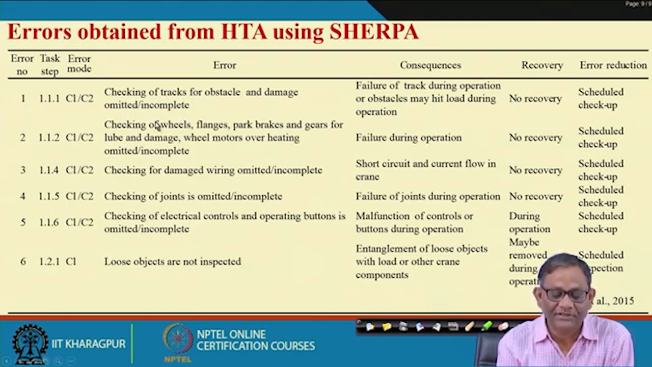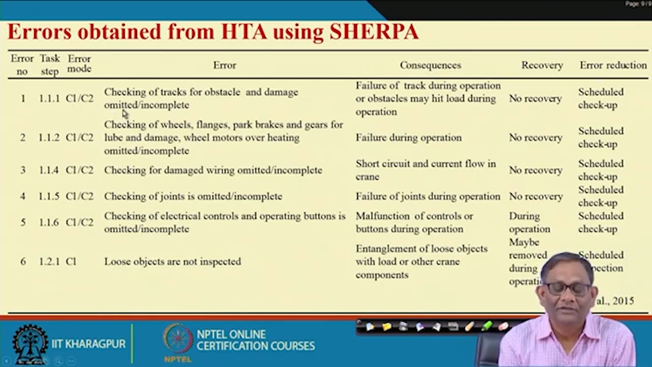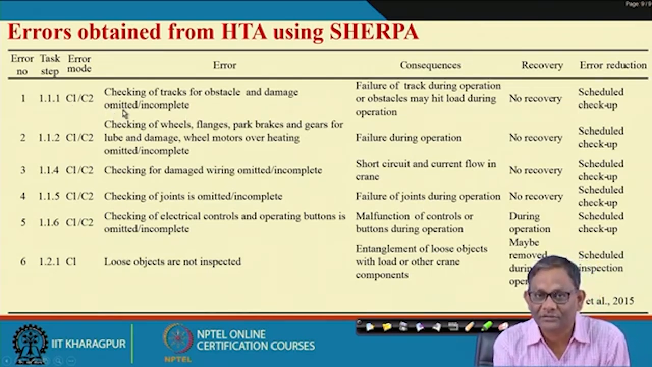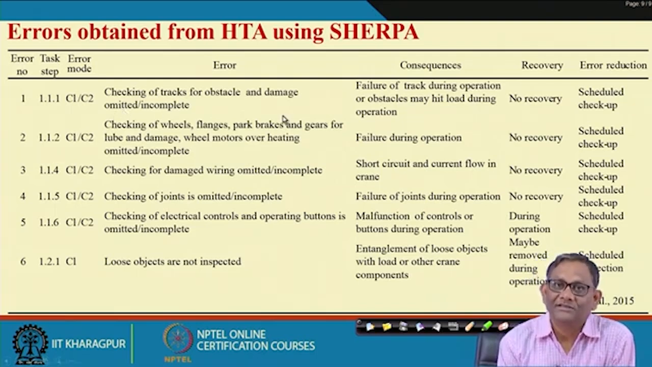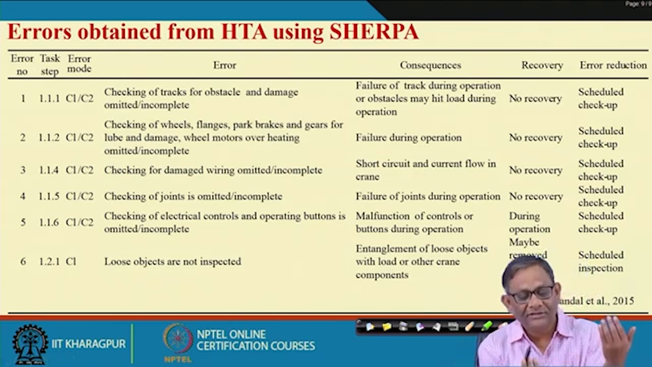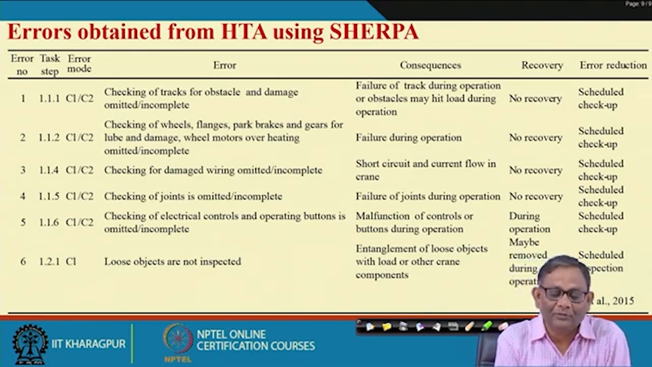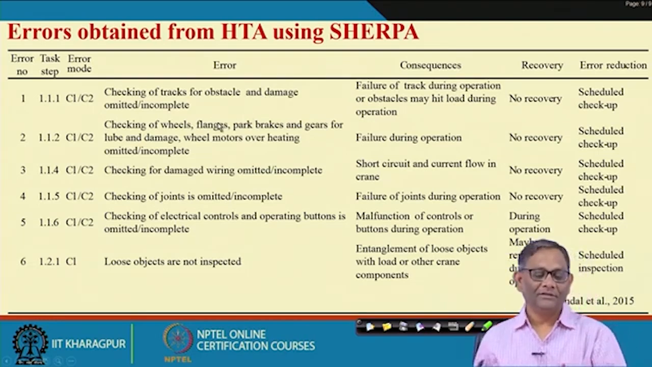This check is omitted or check is incomplete. So, it is basically checking error, either omitted or incomplete. So, from the SHERPA taxonomy, you know the error modes, and from task analysis, you know the task, and you compare the two. How many of the 34 error modes are applicable for this particular elemental task? And then accordingly you write.